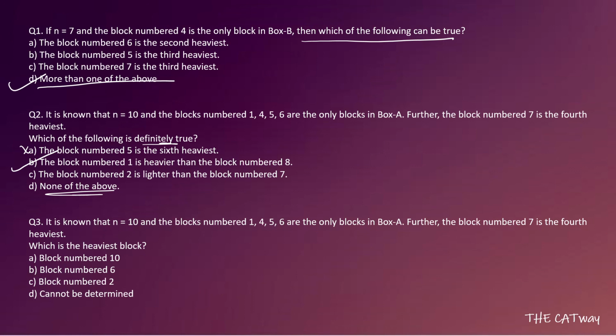Come to the third question. It says that n is equal to 10 and the blocks numbered 1, 4, 5, 6 are the only blocks in box A. Further, the block numbered 7 is the fourth heaviest. It's the same question which has been repeated, just what has been asked is which is the heaviest block.